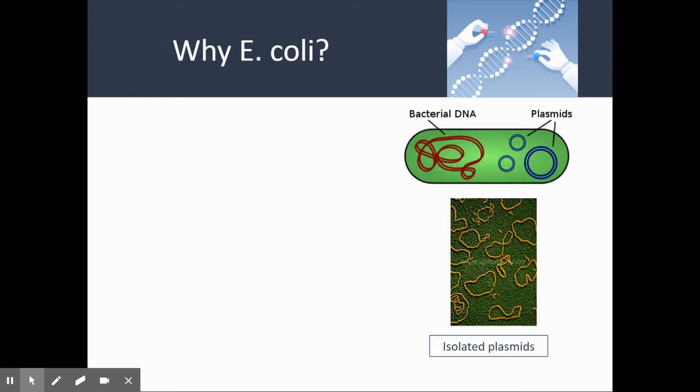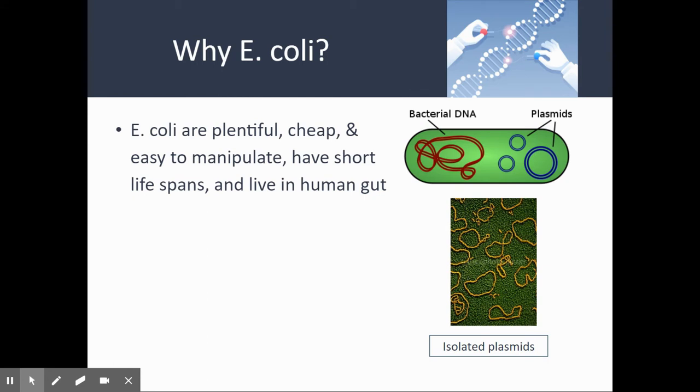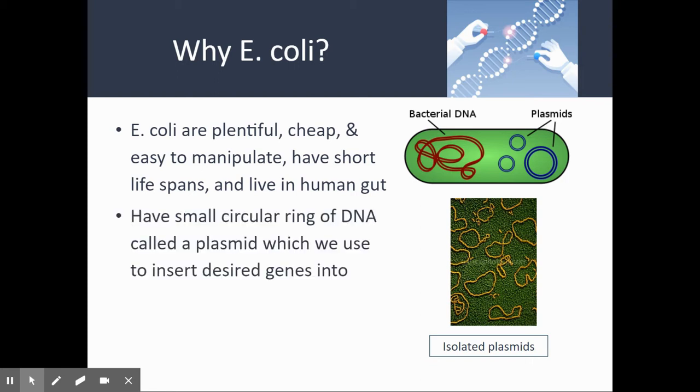I've already spoken about this. Why are we using E. coli? Again, there's lots of it. It's easy to make, it's cheap, it's easy to work with, and it naturally lives in our guts. So it's important that we find something that's safe for us to use as well as easy to use. If you look at the picture on the right-hand side, you'll see that it has its bacterial DNA, and then you'll see those circular plasmids. The picture below is just examples of isolated plasmids. They're not exactly 100% circular, but they have a small circular shape.